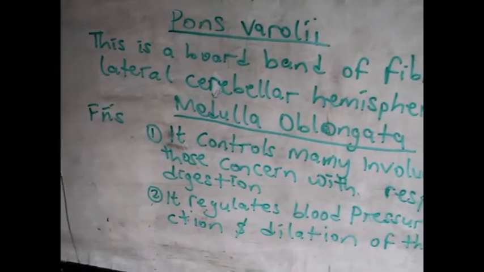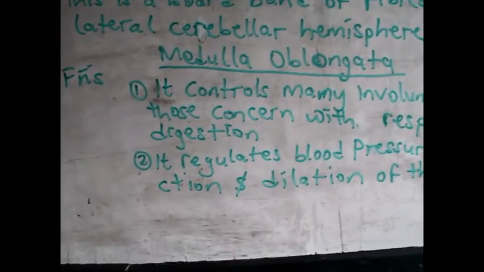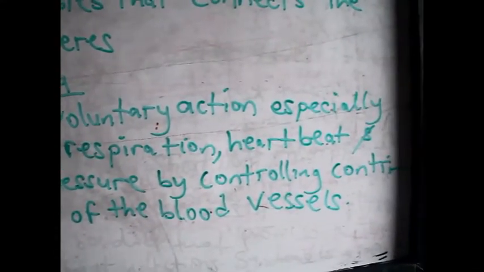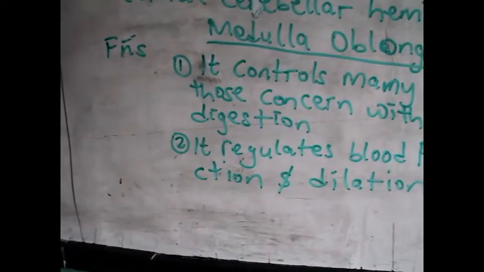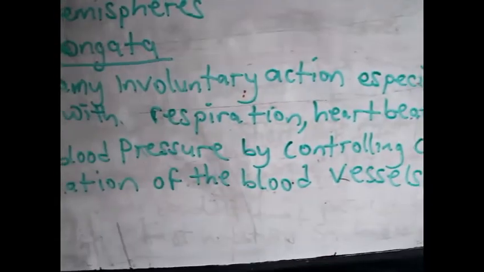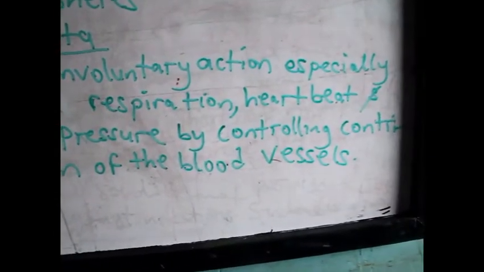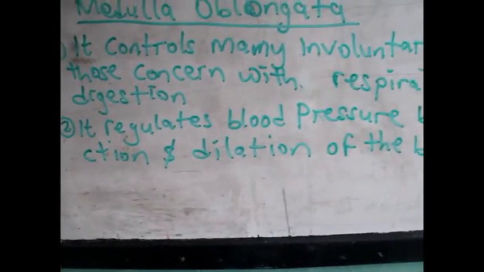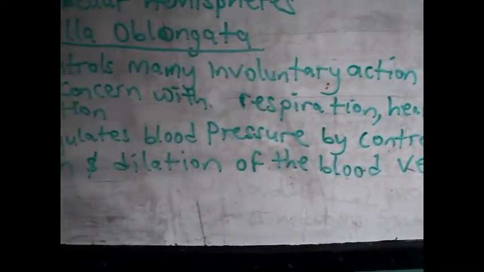Let's quickly go to the last part of the brain, the medulla oblongata. The medulla is the root of the brain. That is the aspect of the brain that links the spinal cord. It is very important because it controls many involuntary actions, especially those concerned with respiration, heartbeat, digestion. Your heart will not give you a signal that it wants to beat. It beats on its own. So that makes it an involuntary action.